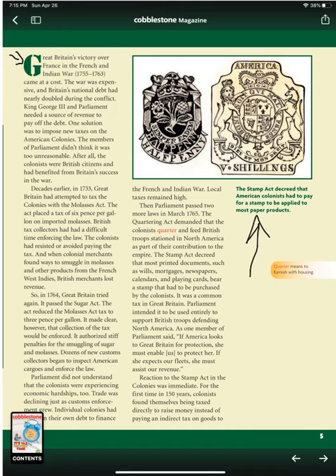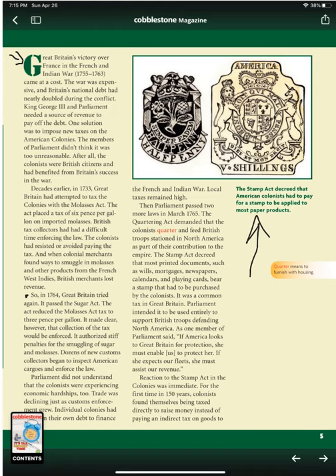Decades earlier, in 1733, Great Britain had attempted to tax colonies with the Molasses Act. The act placed a tax of 6 pence per gallon of imported molasses. British tax collectors had a difficult time enforcing the law. The colonists had resisted or avoided paying the tax. And when the colonial merchants found ways to smuggle in molasses and other products from the French West Indies, British merchants lost revenue. I'm right here right now if you lost your place.